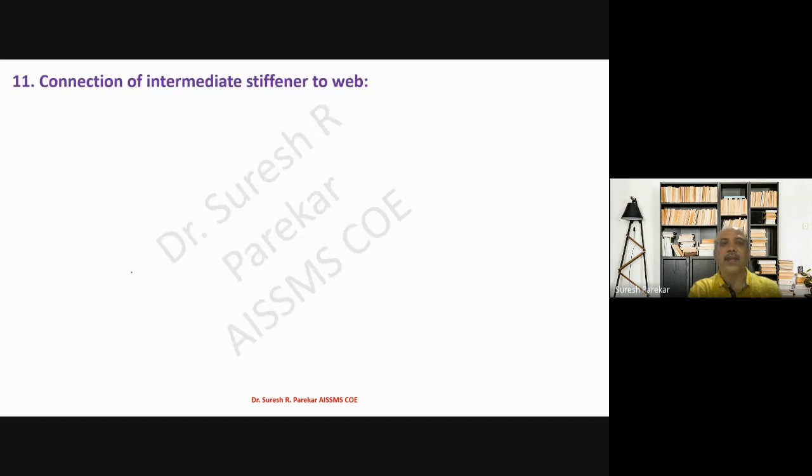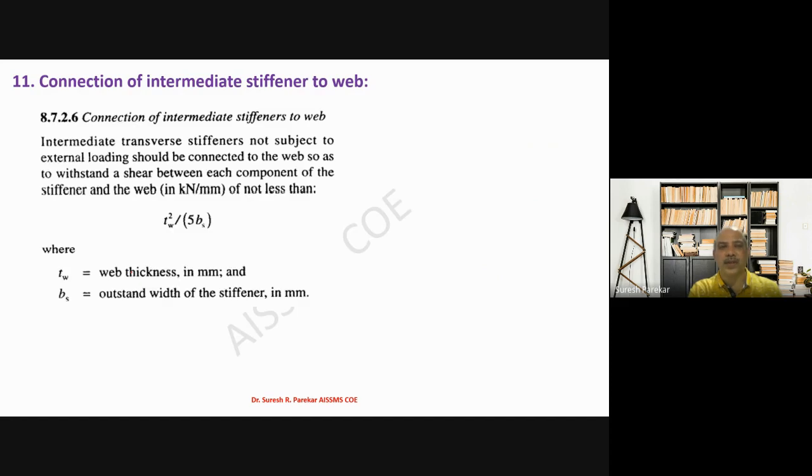And then we have the connection of intermediate stiffener to web, and for this we have to use clause number 8.7.2.6, and we have tw square upon 5 bs, which will be my value of shear stress per millimeter length. For this value of shear stress per millimeter length, as we calculated tau h when we had the connection between web and flange, in the same way we have this value of tau in Newton per millimeter, and for this we have to design the weld length and thickness for the connection between stiffener and web.